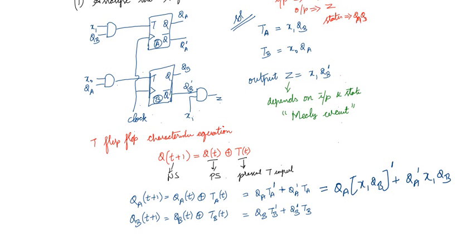Right, and even for this expression you can substitute the TB value, which is QB. In place of TB you are going to substitute X0 into QA plus QB dash X0 into QA. We have just substituted the TB values. So this is the relation: your next state depends on the present state as well as the input X1.